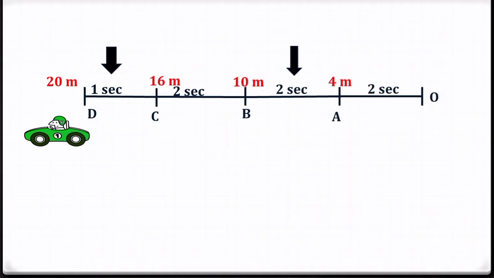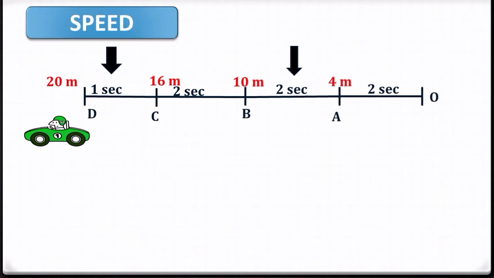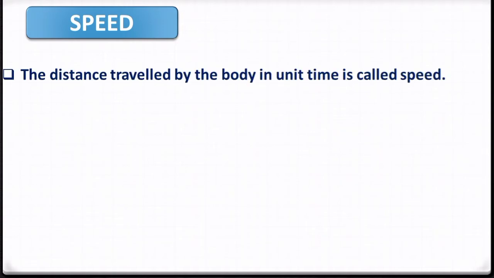You guessed it right, speed. Speed is that physical quantity that helps us to understand how fast an object is moving. Speed is defined as the distance travelled by a body in unit time. In order to calculate speed, we can use the formula speed is equal to distance by time.